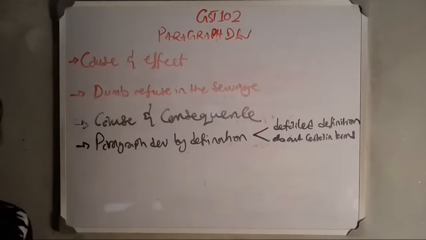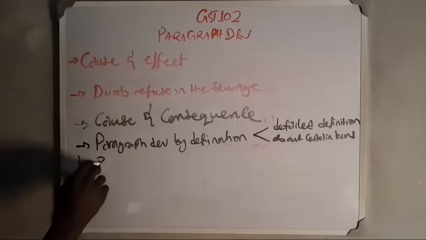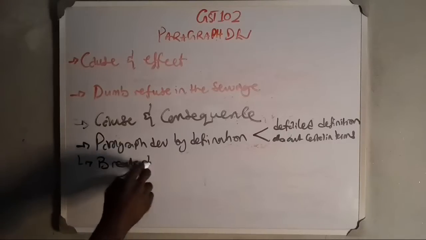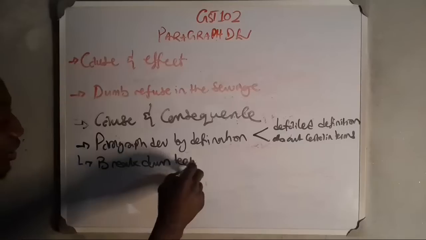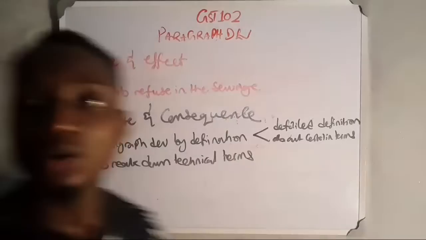So now, when you develop a paragraph by definition, what you are simply doing is explaining what something means, especially if we feel that our reader may not be familiar with it. Now, this generally happens when we use technical terms. All right, the use of breaking down technical terms.